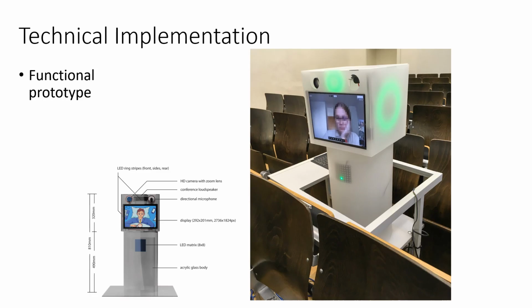And here we see the physical prototype in a classroom. The LED matrix shows the connected students, so how many are there, and the LED ring indicates that a student wants to interact, like raising the hand.